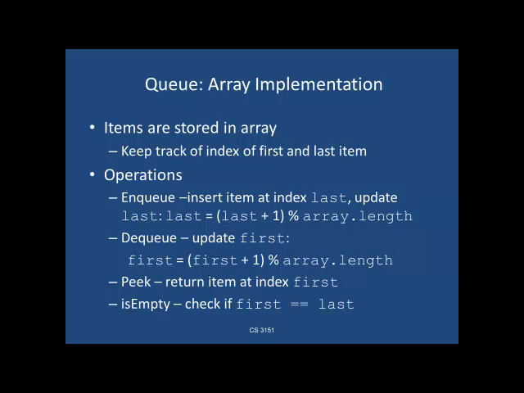If variable last is equal to the array size, we need to set last to 0. The operation dequeue increments first by 1. Also here we have to set first to 0 if first is equal to the array size. Peek returns the item at index first. IsEmpty returns true if the variables first and last have the same value.